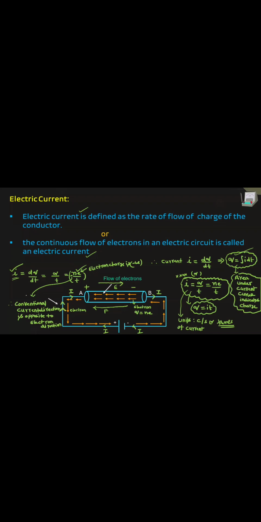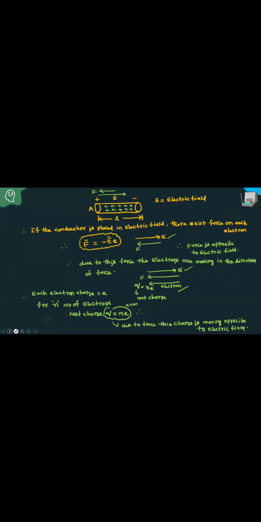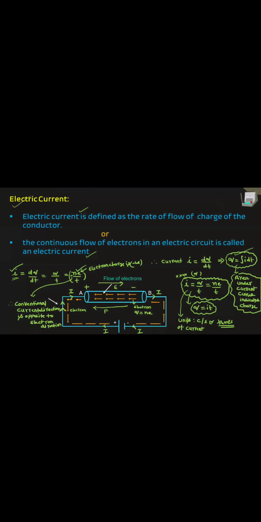Up to now I explained what is the charge and what is the current. These are the minimum basic quantities, students, the minimum knowledge. The next one is, what is the current density?